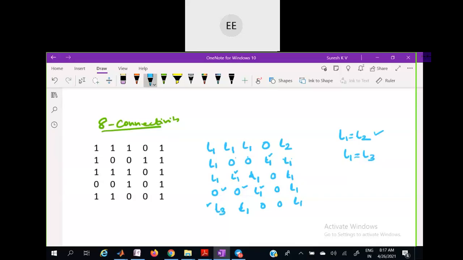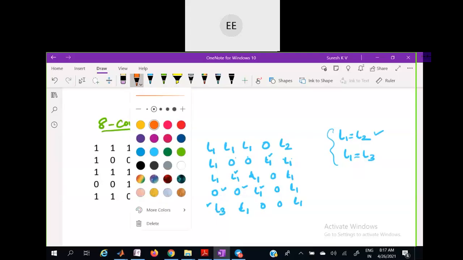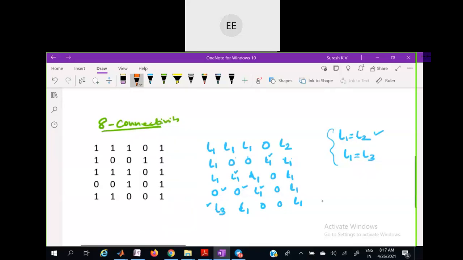In the second pass, you have to take care of these equivalents. So whenever there is an L2, you can call it as L1. So let me use a different color for this, just to make sure. So this will become L1. And L3 is also same as L1. So this is also L1. So notice here, in fact, there is only one label now. And this is the region now.